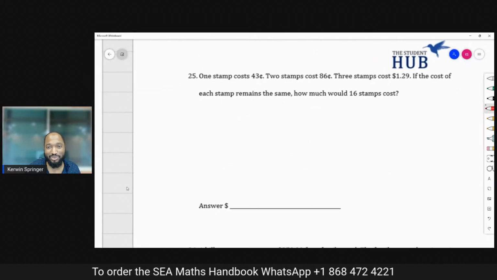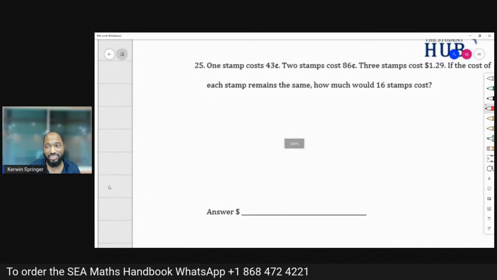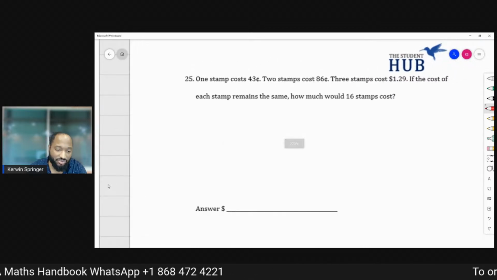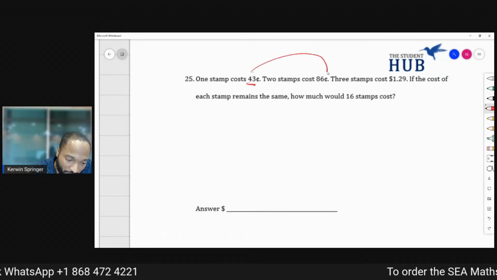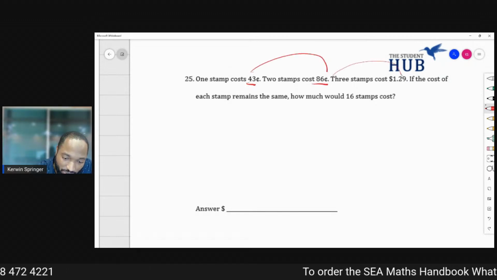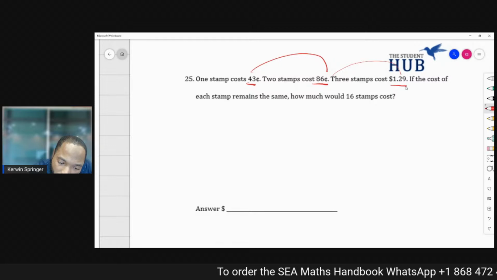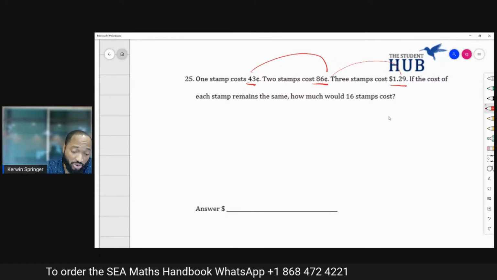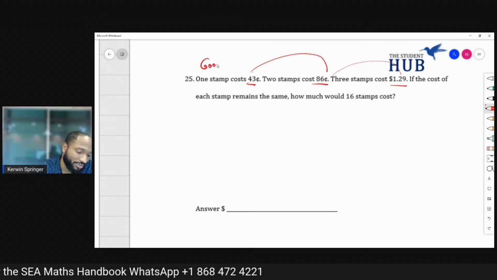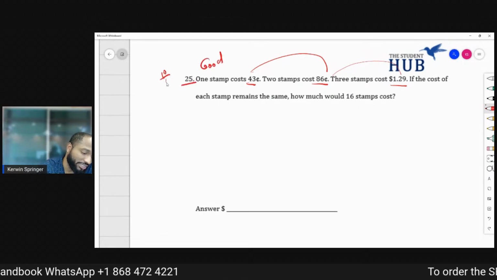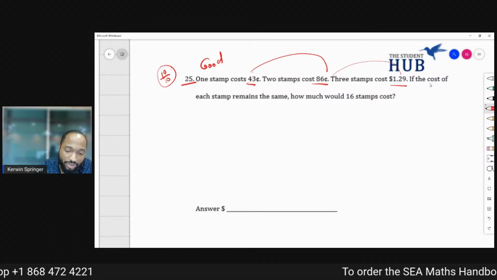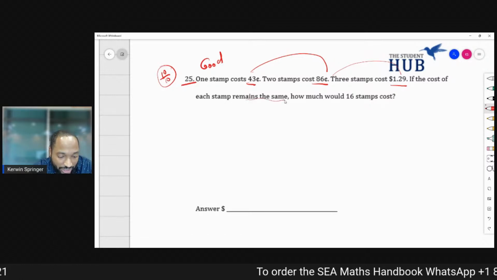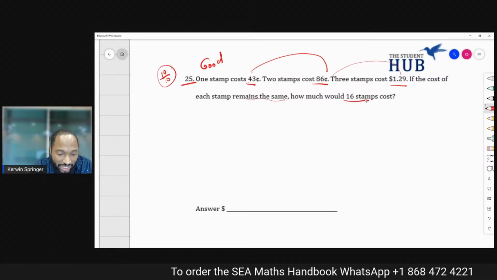1 stamp costs 43 cents. So obviously 2 stamps cost 86 cents. 3 stamps cost... Are you doing all your maths good here? Good maths. Question 25, 10 out of 10. You're well done. You're performing good maths. If the cost of each stamp remains the same, how much will 16 stamps cost?